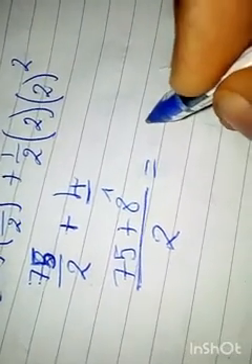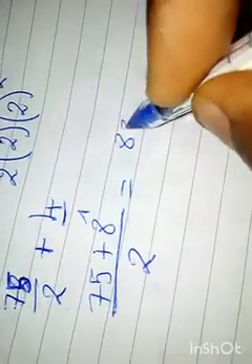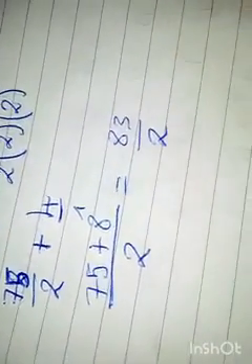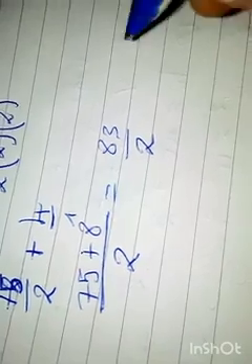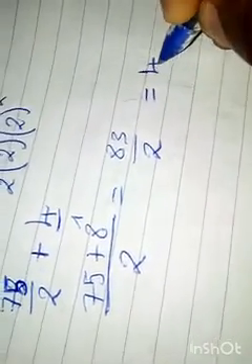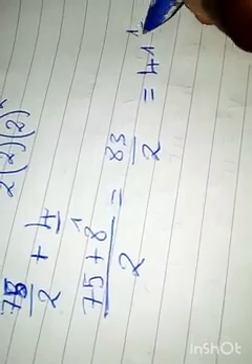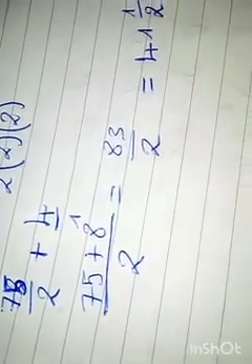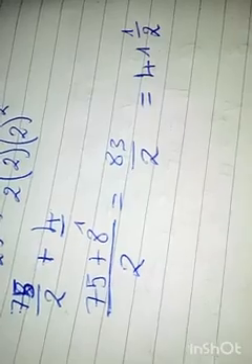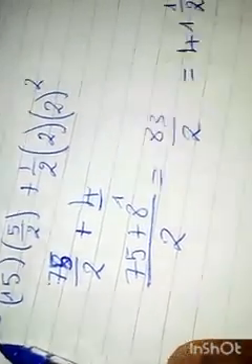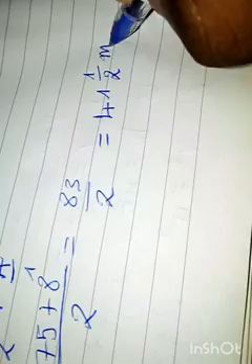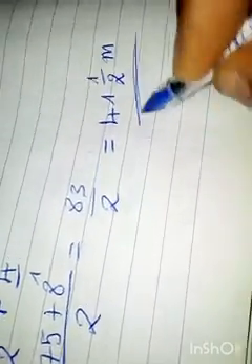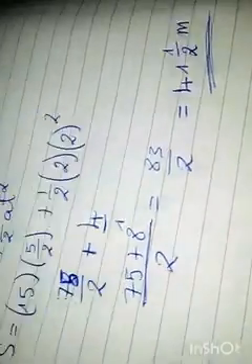This is going to be equal to 83 over 2, which is the same as 41 and a half. And your answer, we are talking about distance here, so your answer is going to be in meters, because meters is the SI unit for distances. So here ends our solution.